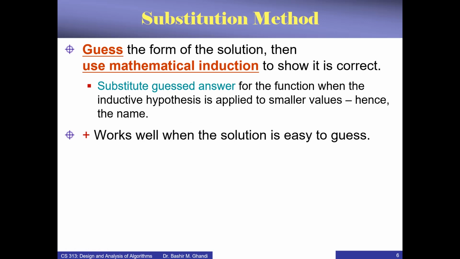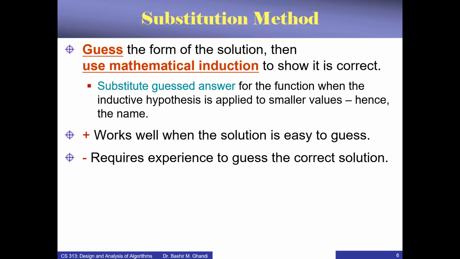Now, the advantage of the substitution method is that it works well when the solution can be guessed easily. If you can easily guess the solution, then it is very easy to prove using substitution. Essentially, it is proof by induction, which I'm sure you are familiar with from your previous courses. But the problem with it, as we said, is that it requires some experience to be able to guess a correct solution. So we're going to take examples and see how this works.